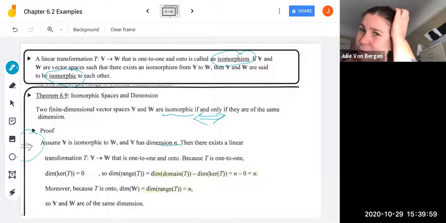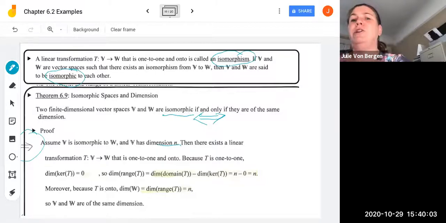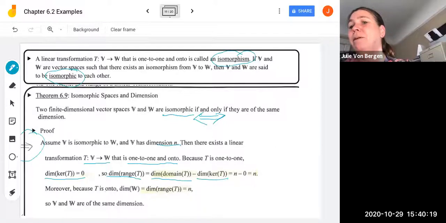All right, so since V is isomorphic to W, there exists a linear transformation T mapping V onto W that's 1-to-1 and onto. And so because T is 1-to-1, then the dimension of the kernel of T is 0. So the dimension of the range of T is going to be the dimension of the domain of T minus the dimension of the kernel of T. Well, that's just n minus 0, or n.